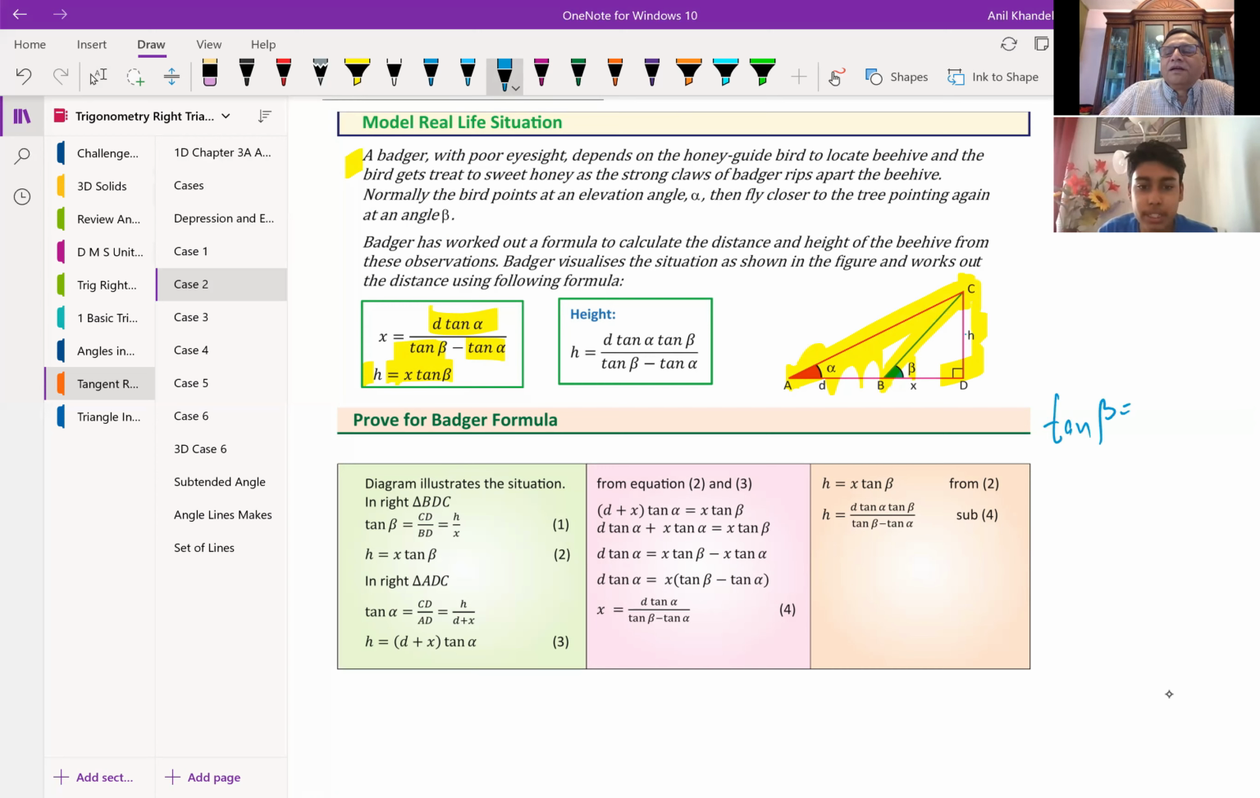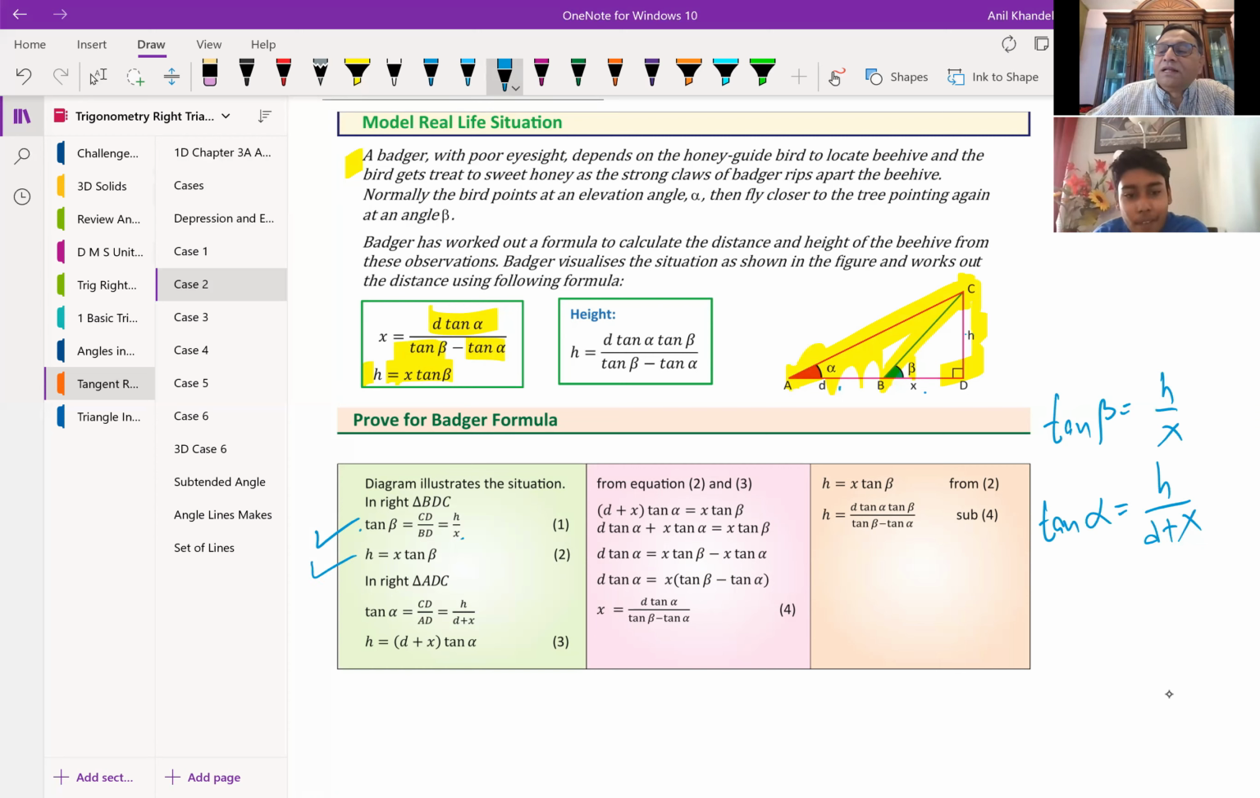CD by BD equals h by x. So you know h by x from here. Tan alpha is what? Tan alpha is CD by AD equals h by d plus x. You see that? So from this, we get this relation. So that's what I've written. Tan beta is h by x. And therefore, from here, we can write what h is. h is cross multiplied, and you can get x times tan beta, correct?